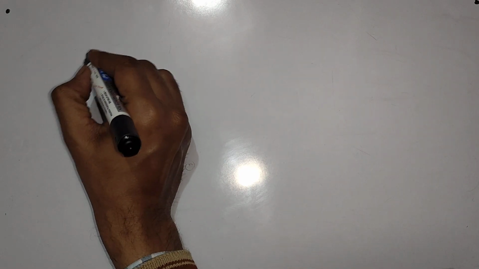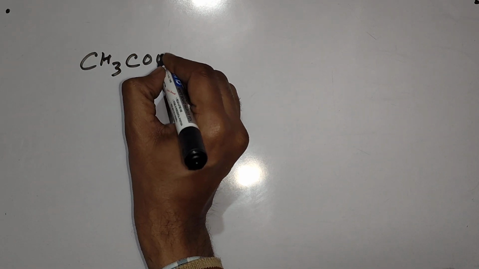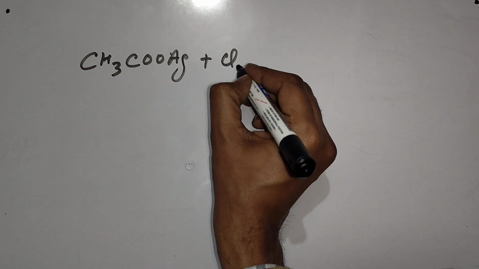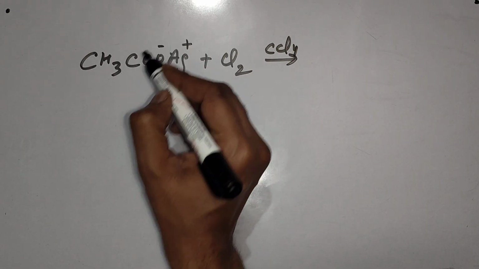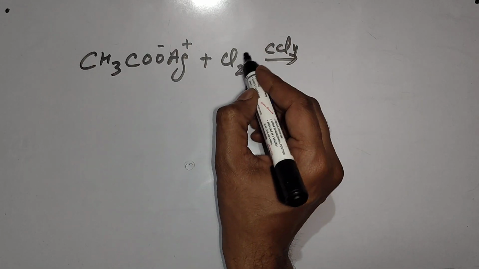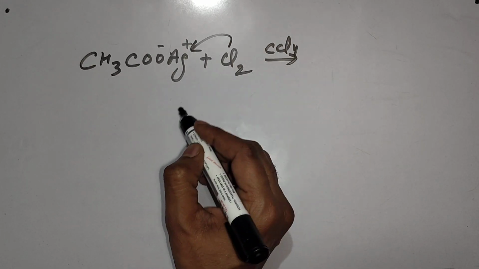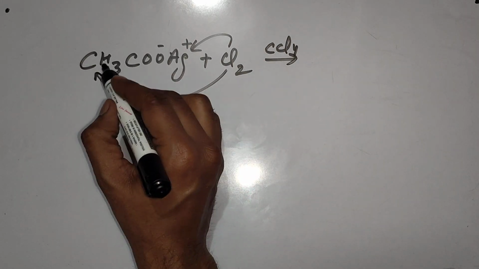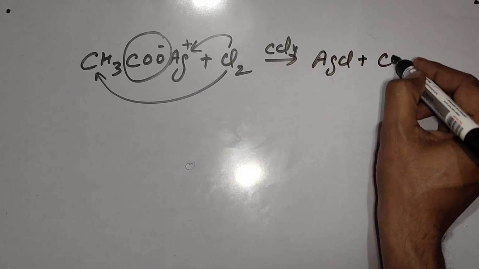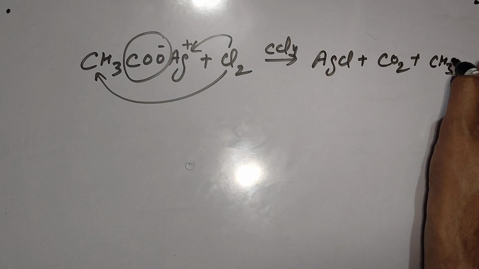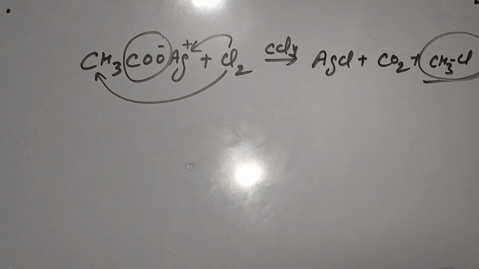So if you have CH3COOAg plus chlorine in the presence of CCl4, with the simple technique, this is the positive particle, this is the negative particle. One chlorine will make a bond with silver, one chlorine will make a bond with carbon, and you have to release CO2. So AgCl plus CO2 and CH3Cl will be our final products. In this fashion you can complete Hunsdiecker reaction. Up to 12th level, mechanism is not in our syllabus.